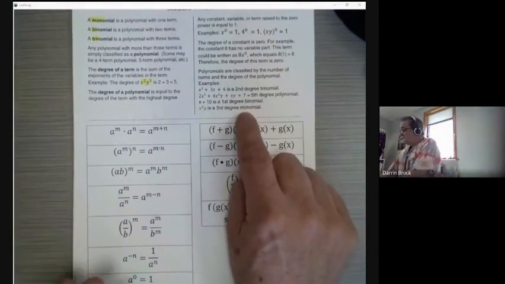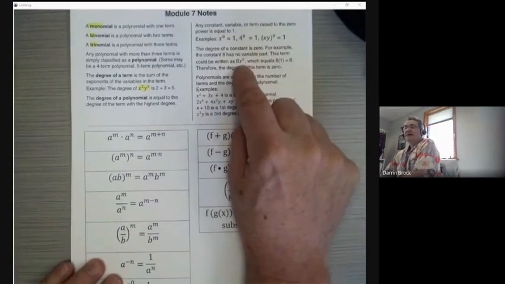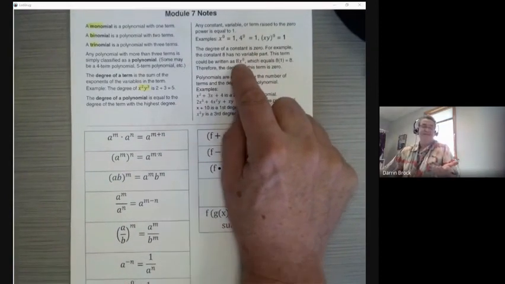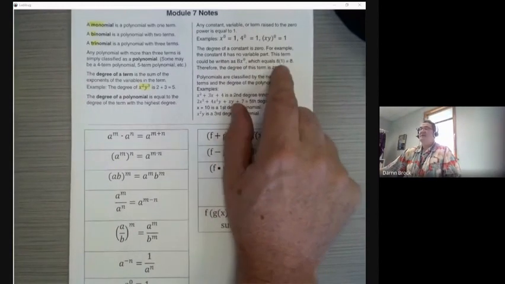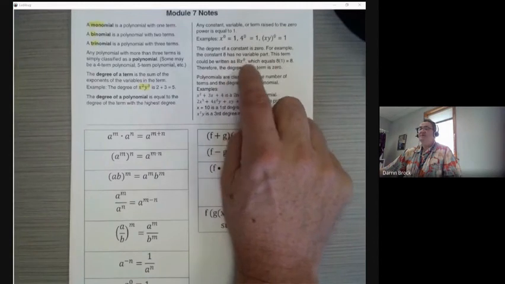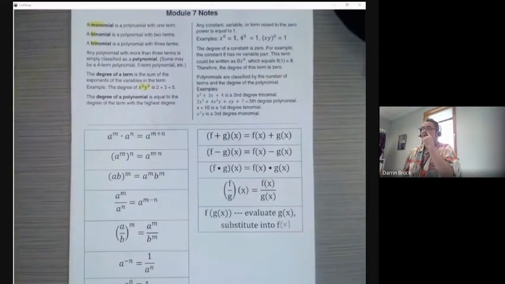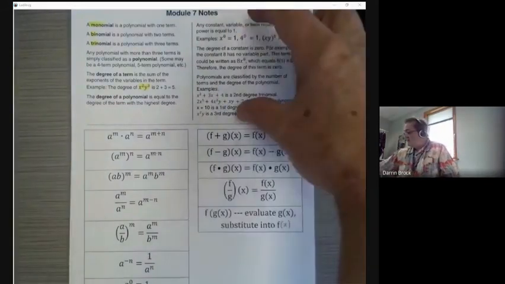Binomial, monomial. What else? The degree with the constant is 0. Right? If we talk about 8, that is the same thing as 8x to the 0 power. It's just a 0 degree term if it's just a number. I put this up there. Anything to the 0 power. That's just my general notes from the first couple of lessons.